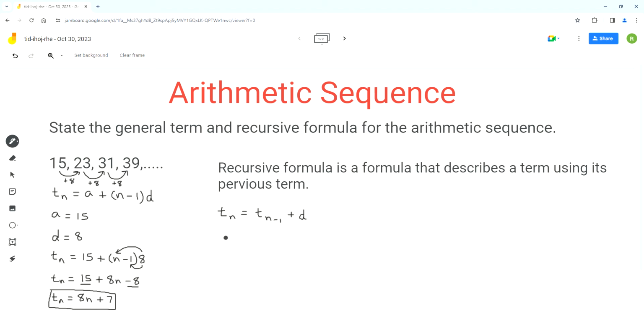So all we need to do is just sub in the D value that we found in the previous part of the problem. So the D value for this given sequence is 8. So we sub in D as 8, and this should be the final answer for the recursive formula of this arithmetic sequence.